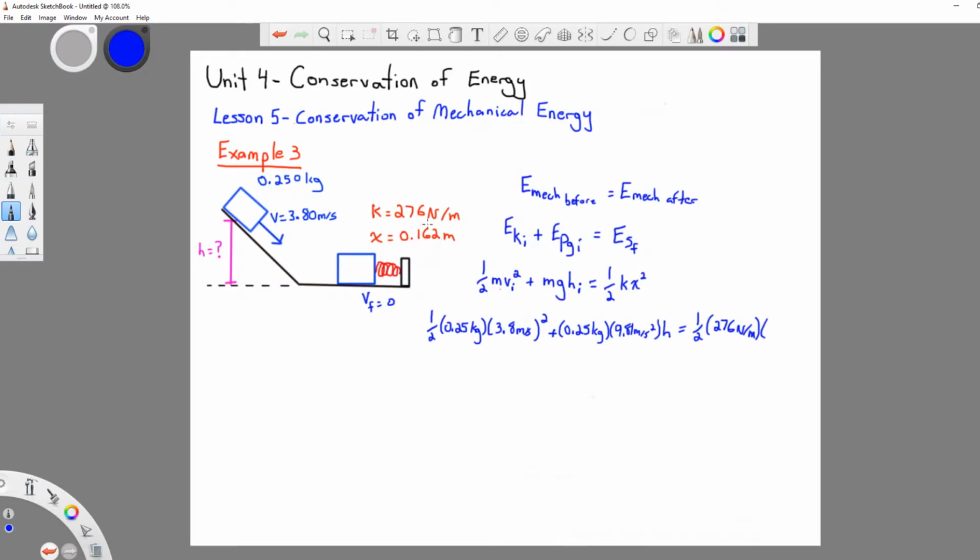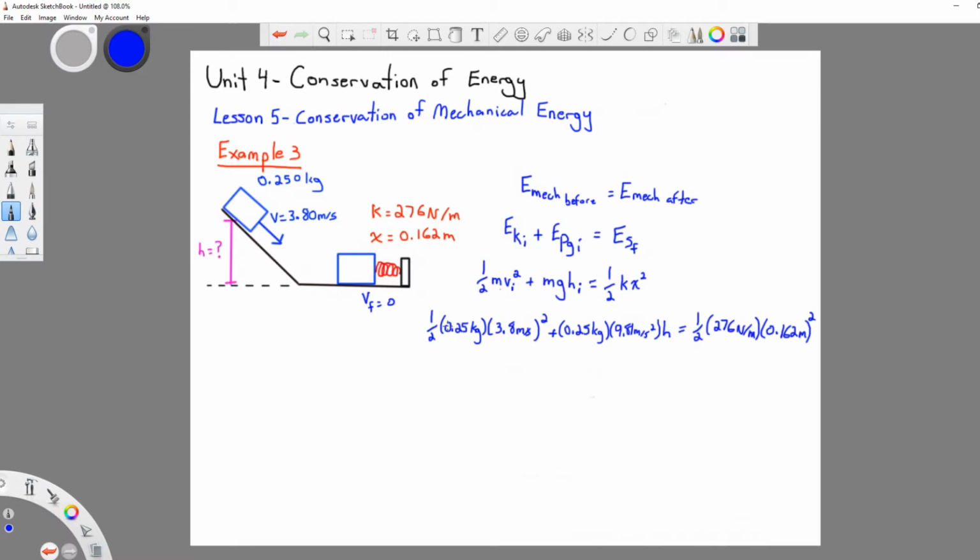So this was, remember, given in centimeters. Make sure you convert to meters. So we have 0.162 meters and square it. That barely fit, but it worked.